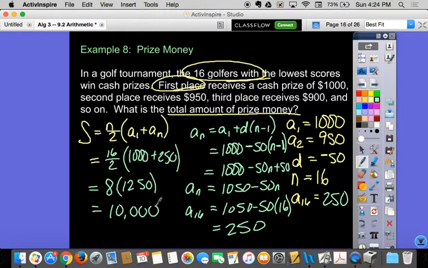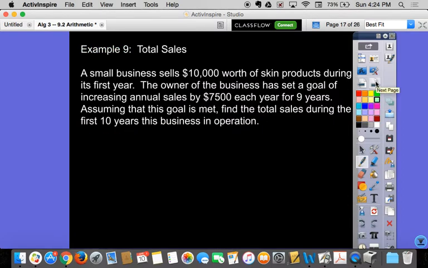But again, same thing. Well, guess what's going to happen in the next problem? You got it. Same thing. Different scenario. A small business sells $10,000 worth of skin products during the first year. Ooh, sound familiar? First year. The owner of the business has set a goal of increasing the annual sales by $7,500 each year. So they gave us a different piece of information. They gave you d. That's what you're stepping by year after year after year. Okay, they're wanting to do it for 9 years, assuming that this goal is met.